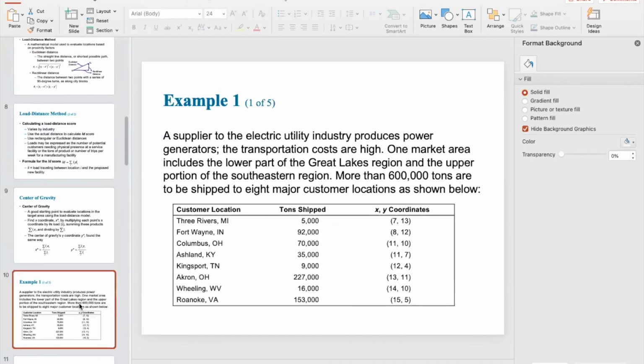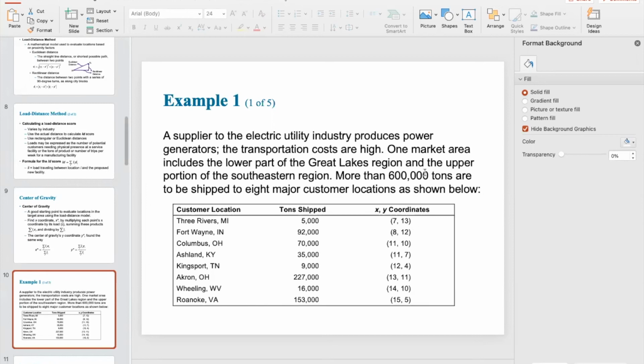All right, let's start. So here I provide you example 1, okay, which is a very standard example that can basically use the corresponding information context to get the corresponding center of gravity that can minimize the overall transportation distance. All right, let's start. So suppose you are a supplier to the electric utility industry, which produces power generators. And we know the transportation costs are high, and that's why we're trying to constrain our overall transportation costs to a proper level. One market area includes the lower part of the Great Lakes region and the upper portion of the southeastern region. Okay, and more than 600,000 tons are to be shipped to 8 major customer locations, as shown below.